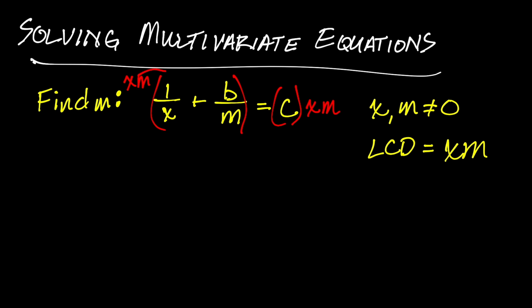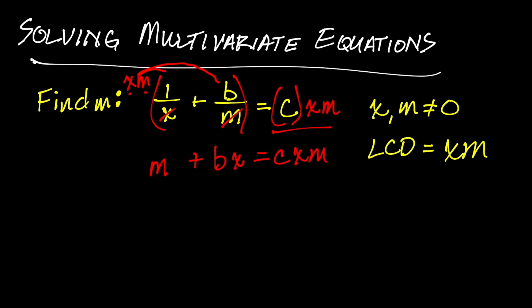So then when I go to distribute this, on this first term, we're going to have just m because the x's are going to cancel out with this x. And then I'll distribute to the other term. And I would have, this time, m's canceling out. So I would just have plus bx. And that would still be equal to all this stuff, cxm. So that's the result of trying to simplify this, get rid of the fractions.